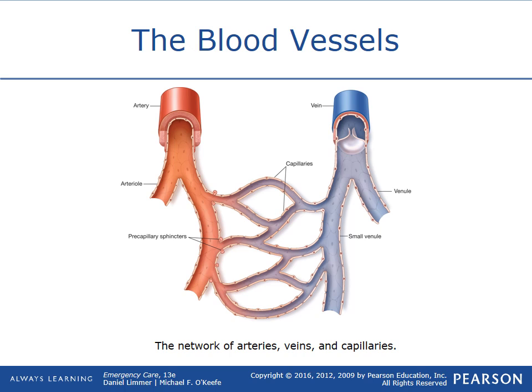Remember, arteries go away from the heart and veins go towards the heart. The network of arteries and veins is very important to the function of delivery of blood, oxygenated blood.